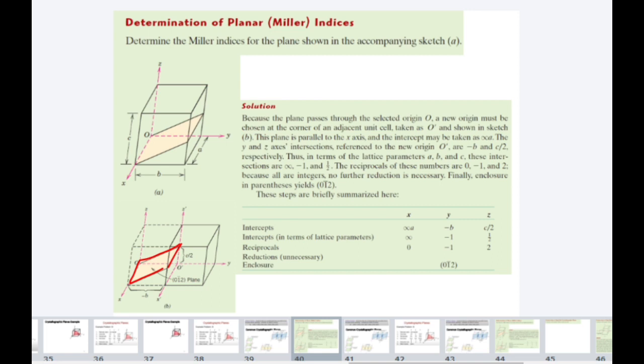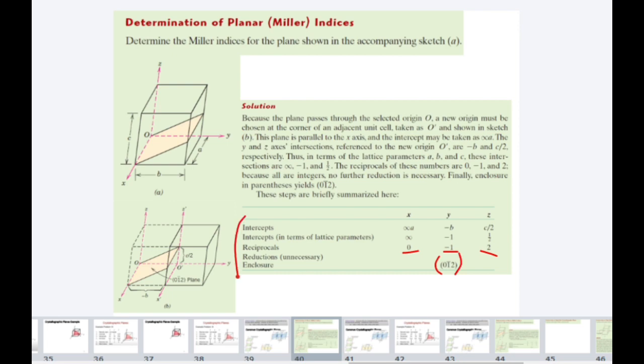If it was only a direction, then we would have said, let's say, go from here to here or here, right? Depending on the situation. So C it is touching at half. It is not touching full C here. It is touching half here. So C by 2. So this was the intercept. Then we remove the A, B, C, right? And we have infinity, -1 and 1/2. Then we take the reciprocal to get rid of the infinity and the fraction. So we have 0, -1 and 2. And finally we have 0, -1, 2.